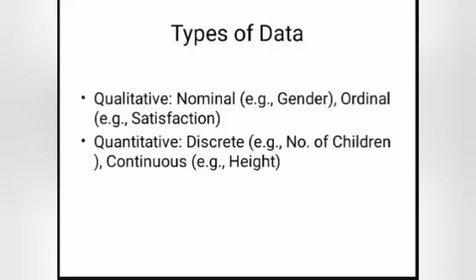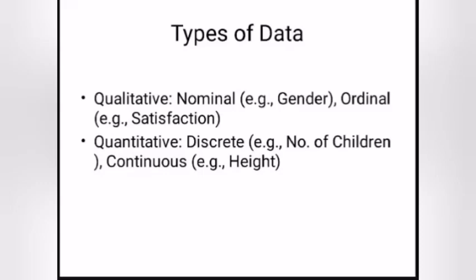There are two types of data, qualitative and quantitative data. Qualitative data is divided into nominal and ordinal. Nominal is just like gender, either boy or girl. Then ordinal is like satisfaction, it's in an order, like from poor to fair to good to better.